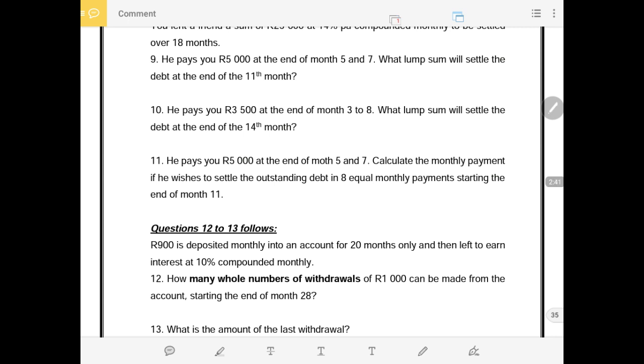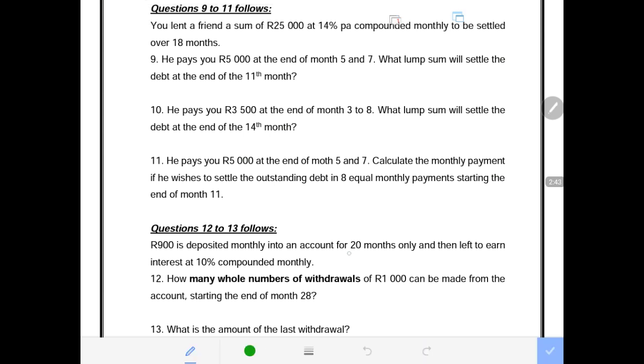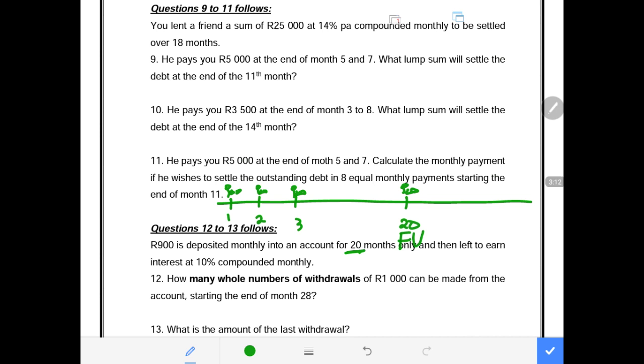Now let us first calculate the future value of the deposits that we have made for 20 months. Then after, we take that future value to become the present value. Once again, remember, this is month 1, month number 2, month number 3, up to month number 20. We were making payments of 900 for 20 PMTs. So we need the future value at the last payment.